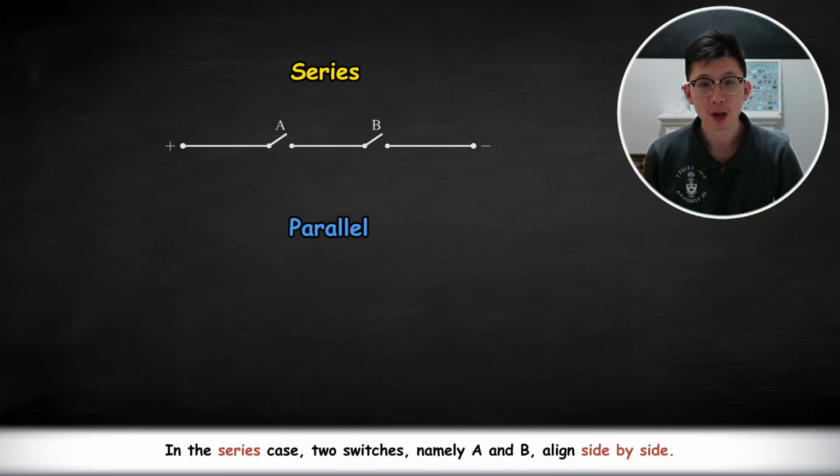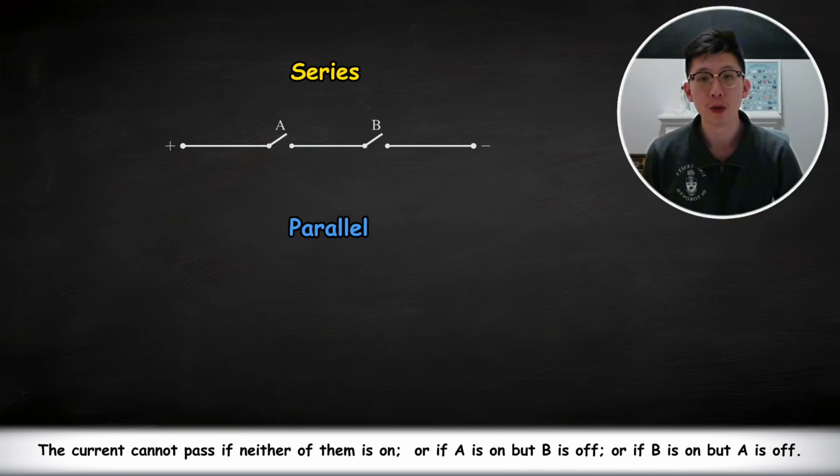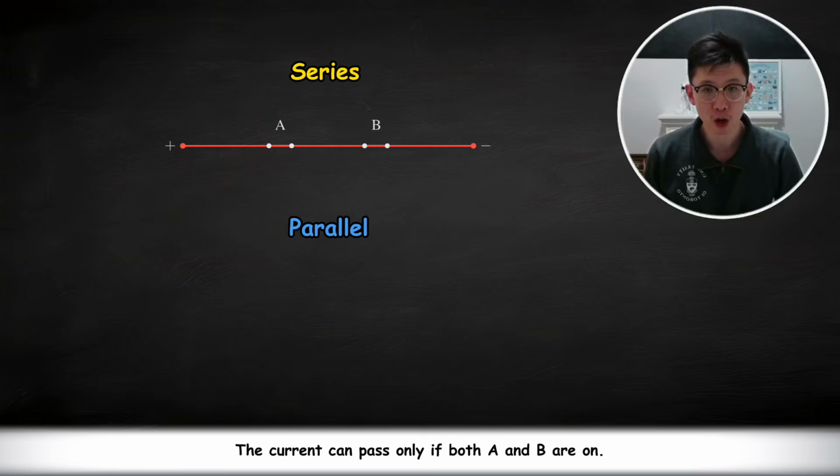In the series case, two switches, namely A and B, are lying side by side. The current cannot pass if neither of them is on, or if A is on but B is off, or if B is on but A is off. The current can pass only if both A and B are on.